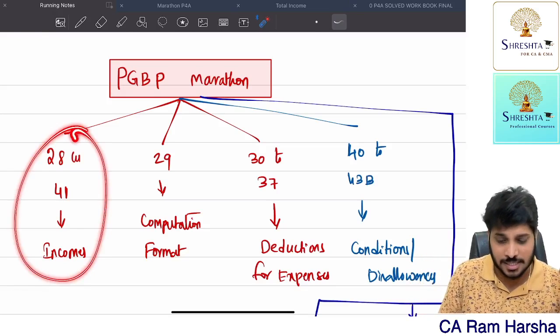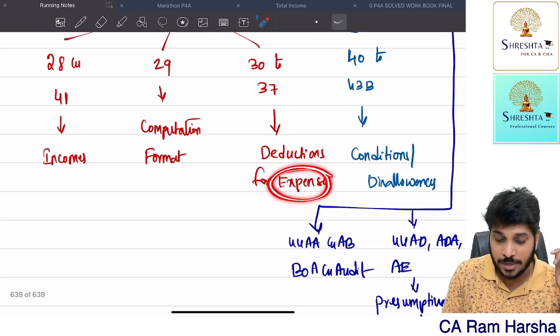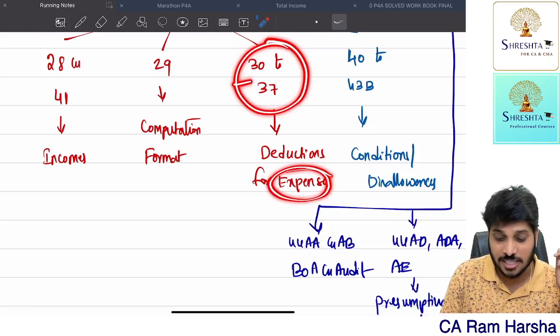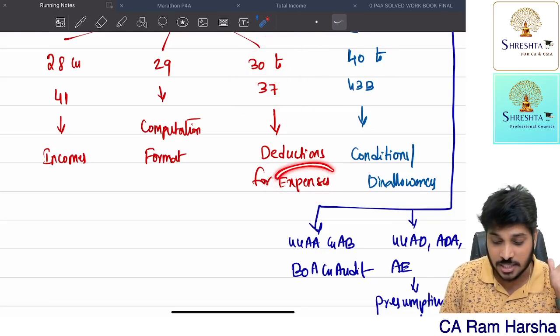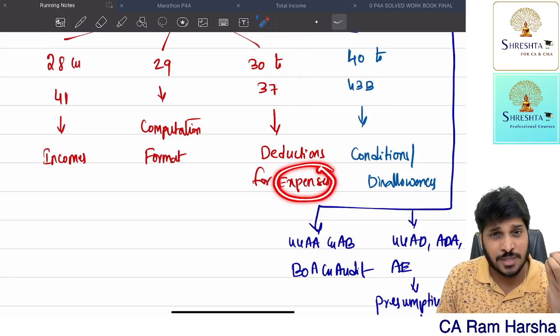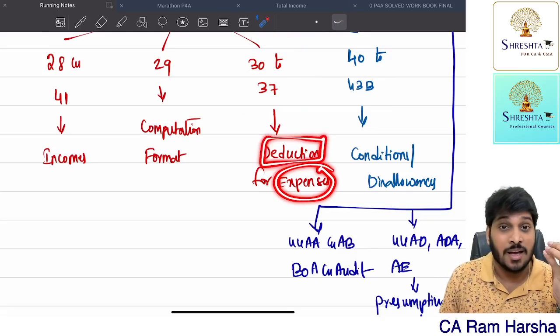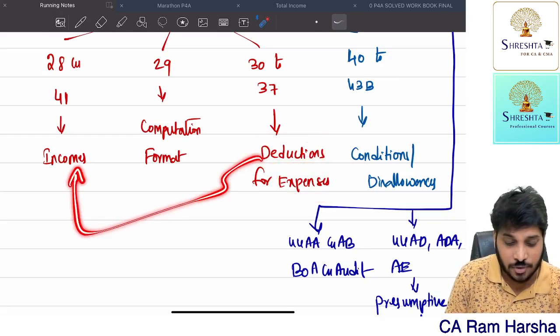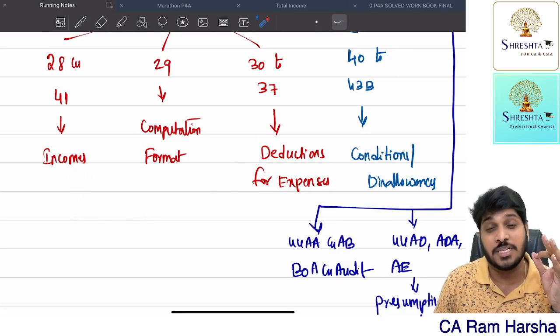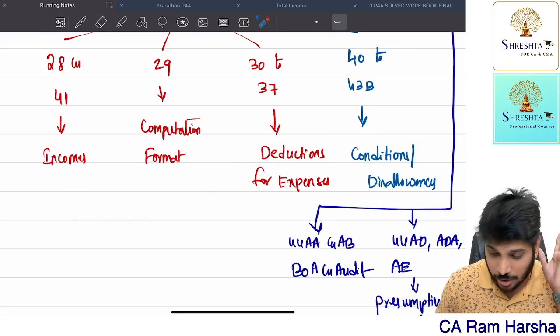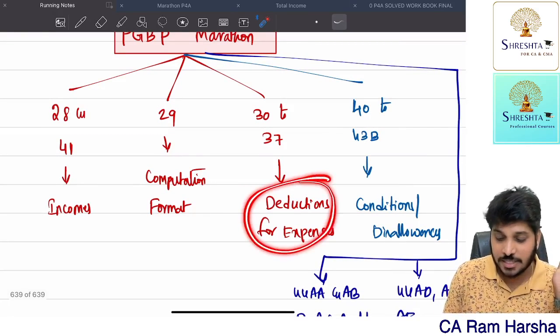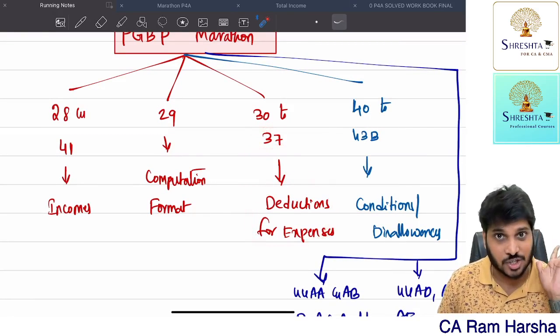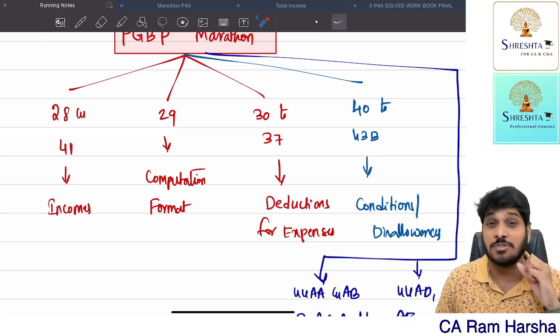So incomes are these sections. What about expenses? 30 to 37. So section 32, section 37, these sections talk about expenses. These expenses, what should we do? We can deduct them from these incomes to arrive at business profit. That's it. Now, to claim these deductions, there are some conditions, there are some disallowances.